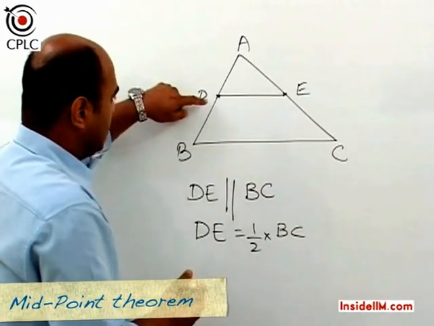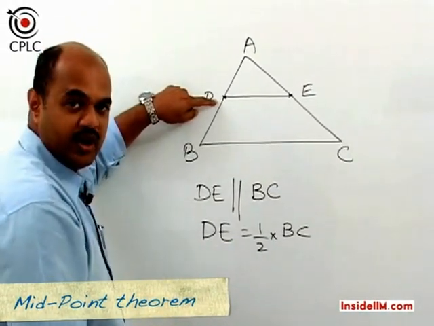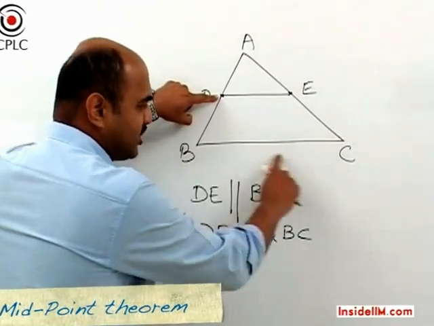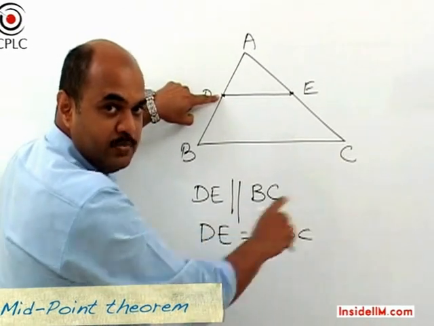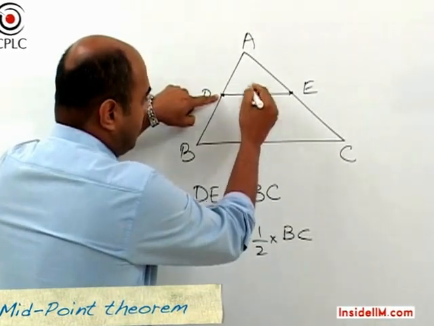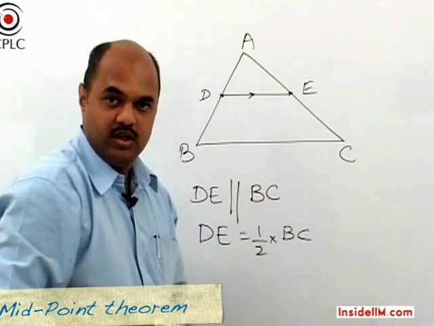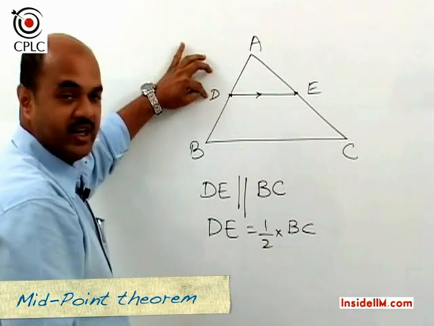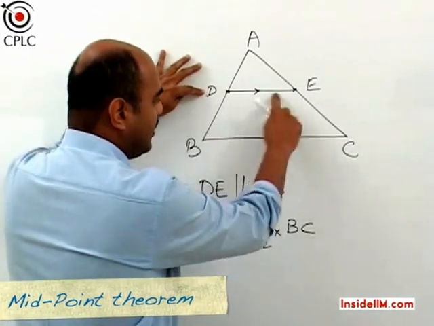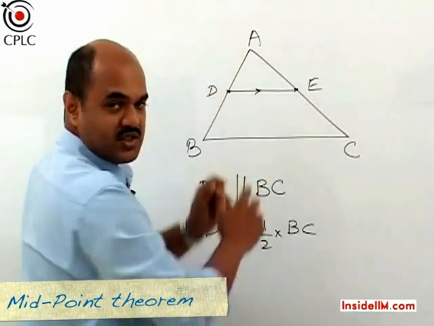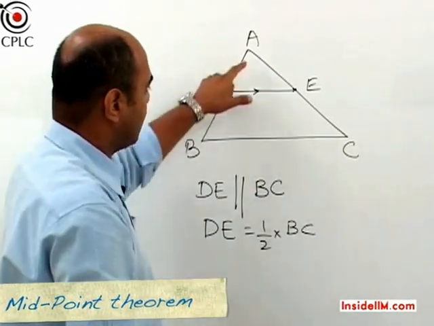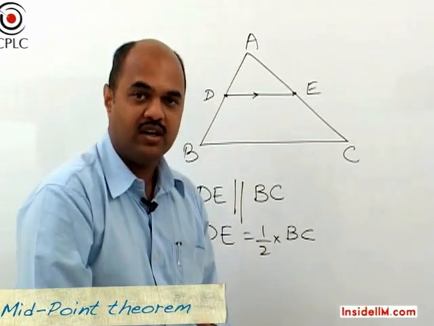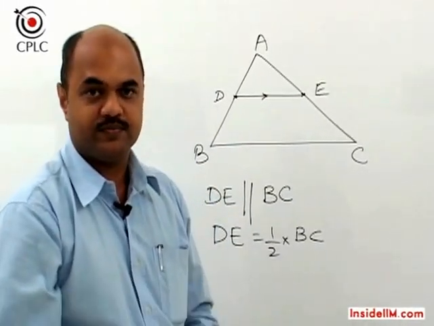Converse says that a line drawn from the midpoint of one side, let's say D, parallel to the second side, let's say parallel to BC, bisects the third. So to restate this, a line drawn from the midpoint of one side parallel to another bisects the third, which basically means that it passes through the midpoint of AC. So this is how we would state the converse of the midpoint theorem.